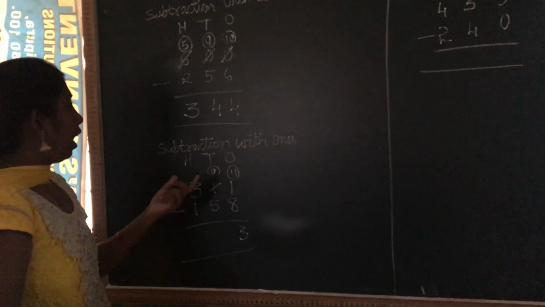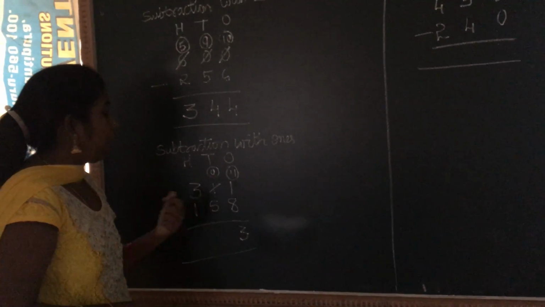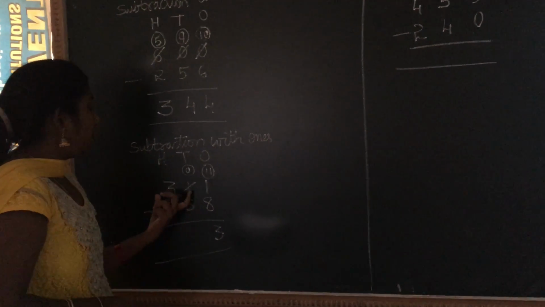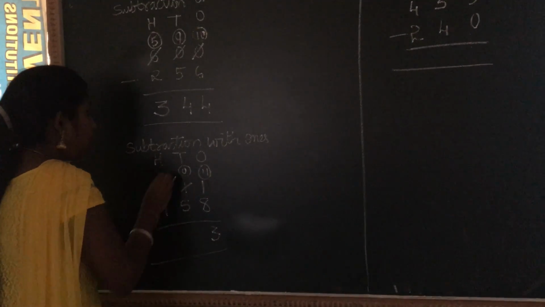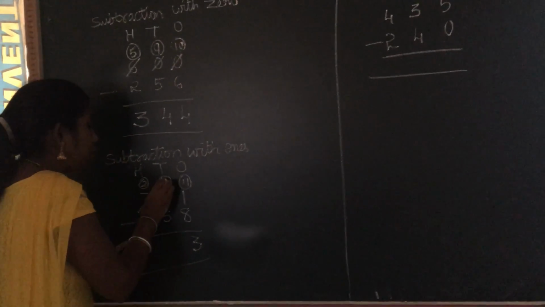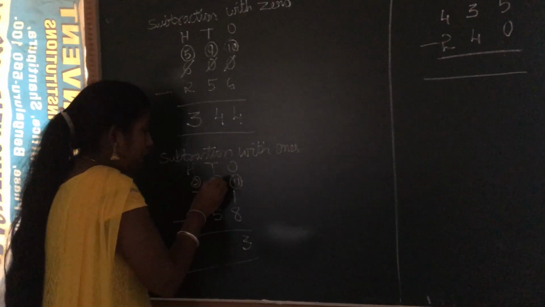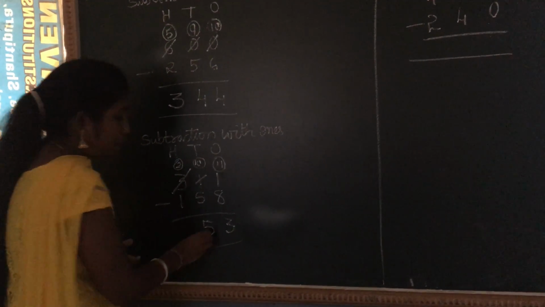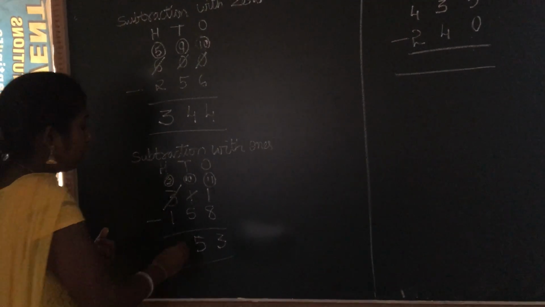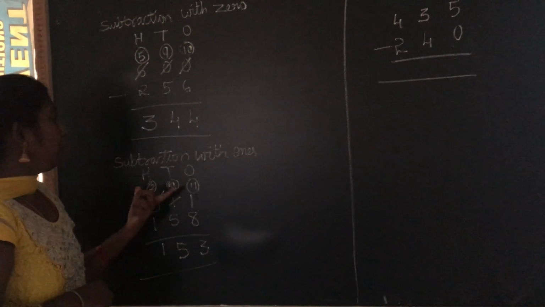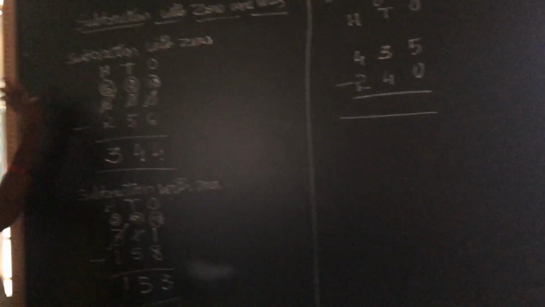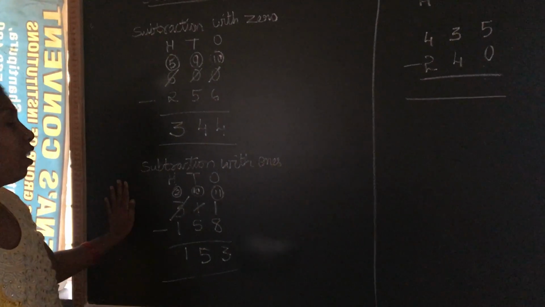3. And here what's the number in the tens column? 0 and 5. We can't subtract 5 from 0. Then we will be regrouping the 100 and tens column. So after regrouping, 3 becomes 2 and 100 goes to the tens column. So 10 minus 5 is how much? 5. Then subtract the hundreds column. 2 minus 1 is 1. Understood, no? After regrouping, we are getting the answer 153. Understood, no? This is subtraction with 0 and this is subtraction with ones.